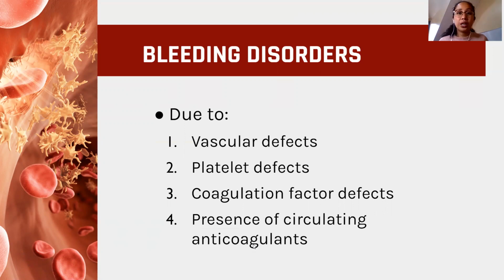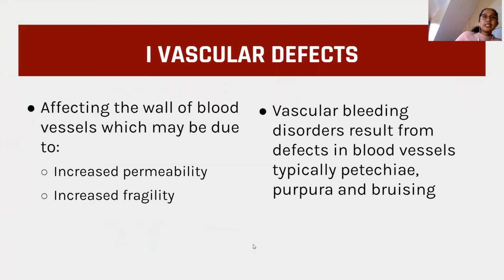So, pag sinabing coagulation, sure, secondary hemostasis na yan, and presence of circulating anticoagulants. So, as we go on, we're talking about circulating anticoagulants. Example, lupus anticoagulants. Vascular defects. So, simulan muna tayo sa vascular defects.